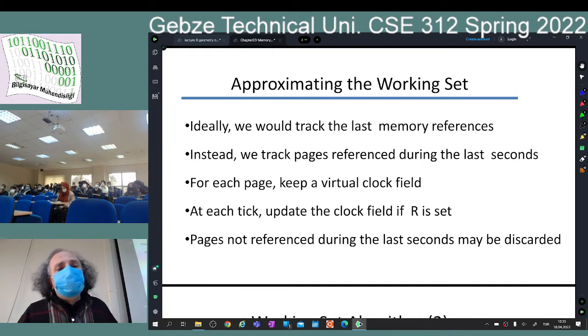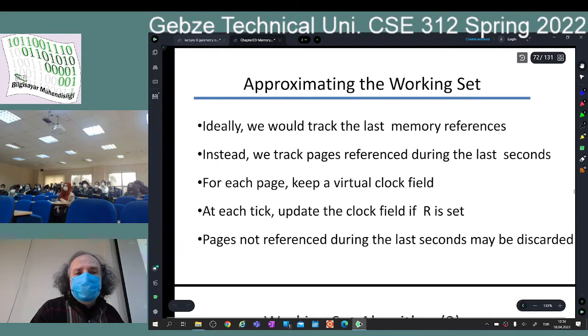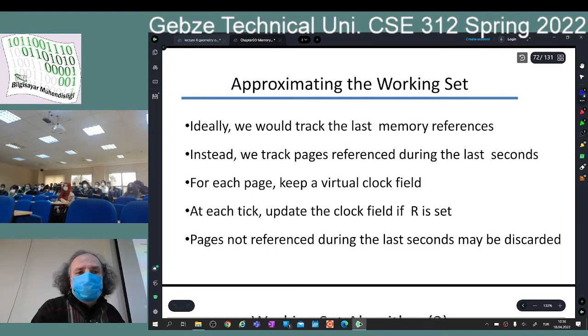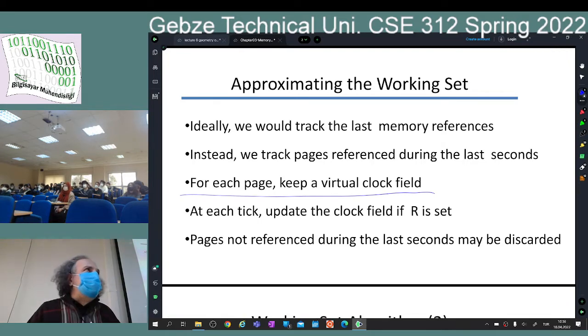So how are we going to do that? We have our clock interrupts. Whenever a clock interrupt happens, we say that these pages were referenced from the last clock interrupt to the current clock interrupt. So for each page, we will keep a virtual clock field, and at every clock interrupt we will update that virtual clock field. That's not a real clock, actually. I am just counting the number of interrupts.